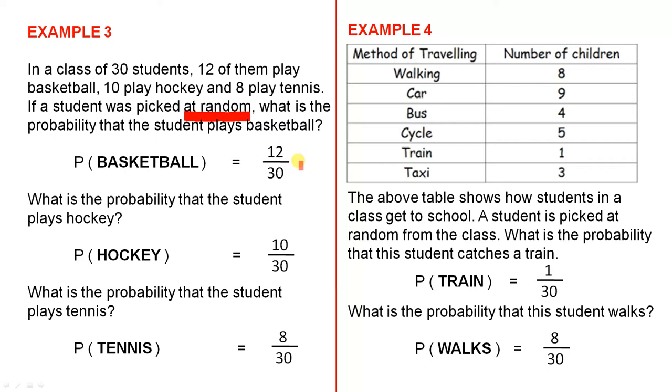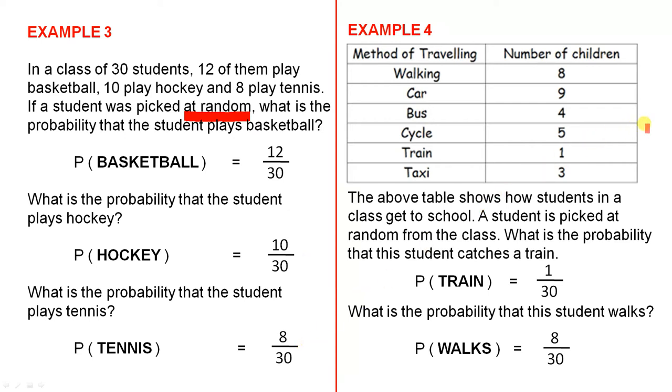of a student that plays basketball is 12 over 30 because 12 of them play basketball. The probability of picking a student that plays hockey is 10 over 30 because 10 of them play hockey. And the probability of picking a student who plays tennis is 8 over 30 because 8 of them play tennis. So you can see the probabilities are not equal.